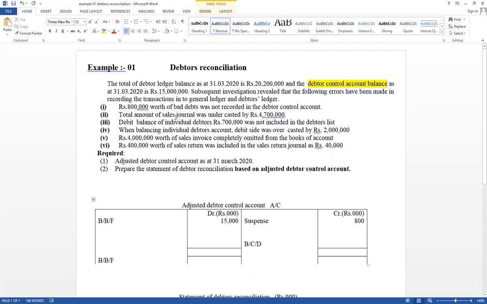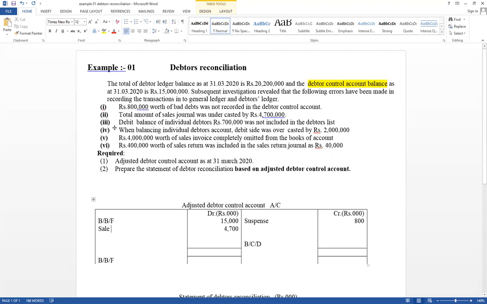Second one: the total amount of the sales journal was undercasted. The sales journal total also affects the debtor control account. Therefore, the effect of sales is that debtors increase. The total amount of the sales journal was undercasted. Therefore, sales account credit, debtor control account debit. The total amount of the journal was undercasted, so it is notified to the suspense. Therefore, here as sales. Think: errors that occur in the general ledger should be adjusted in control accounts.